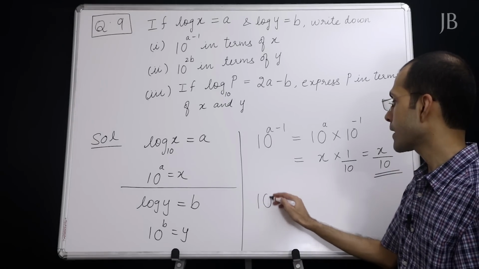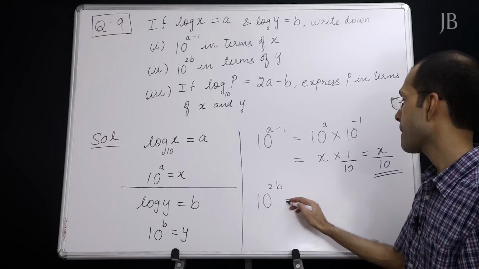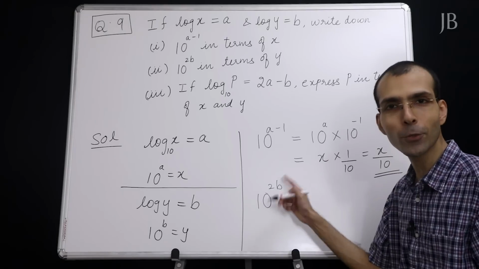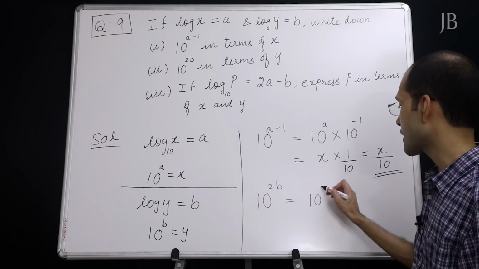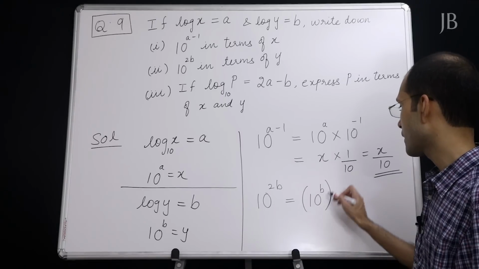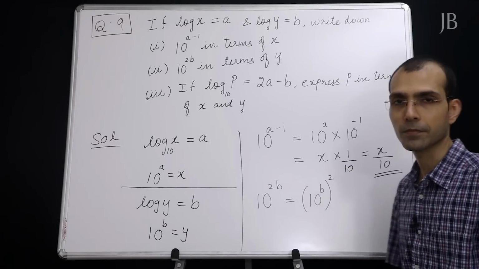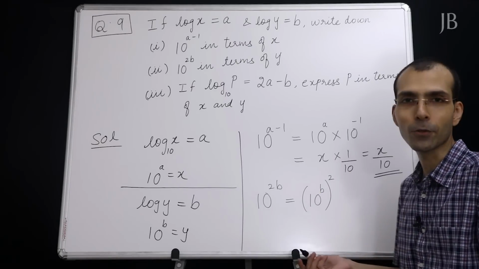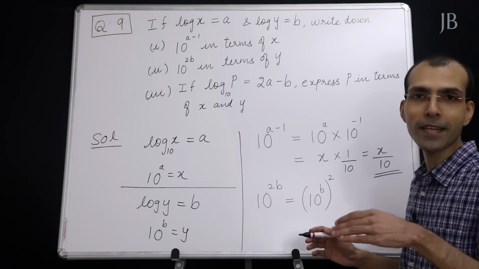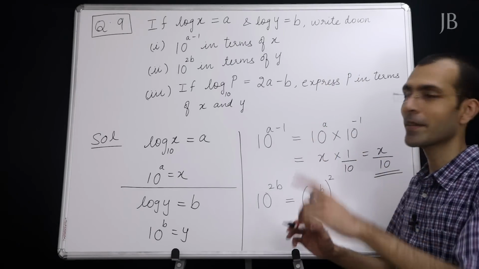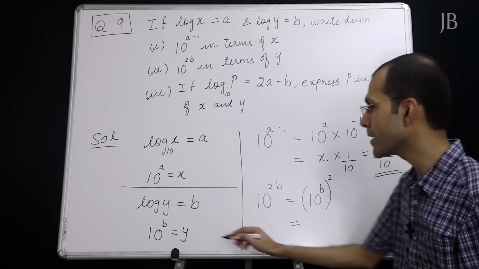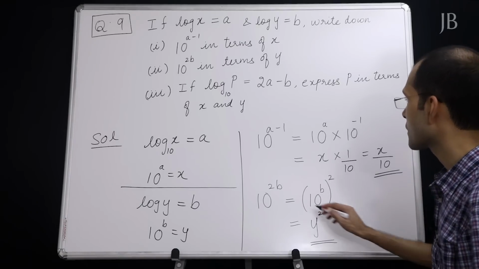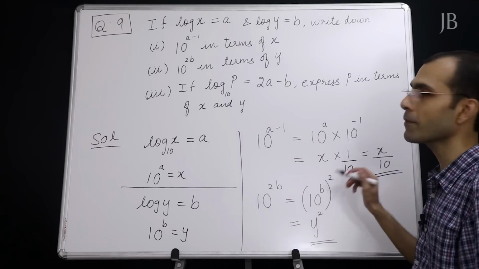Now 10 raised to 2b. Okay, see, we have the value of 10 raised to b. So suitably manipulate this. This will be 10 raised to b raised to 2. Right? This will be 10 raised to 2b. So I have not changed the value, just written it in a different form. A raised to m, the whole raised to n is a raised to mn. Now 10 raised to b is what? Y. That is y square. So 10 raised to 2b has nicely come in terms of y.